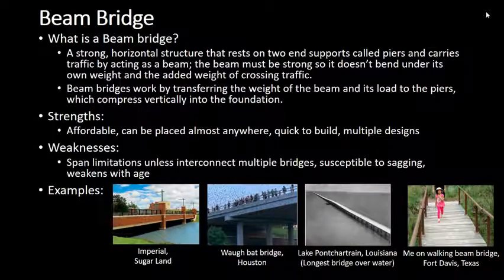The beam bridge. This is also very common, like the bridges you see on highways. What is a beam bridge? Basically, a beam bridge is a bridge that has a strong horizontal structure that rests on 2 end supports called piers and carries traffic by acting as a beam. It works by transferring the weight of the beam and its load to the piers, which compress vertically into the foundation.